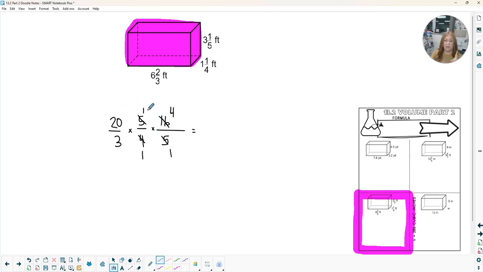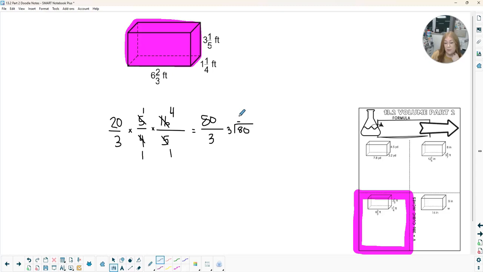So 20 times 1 is 20, and then 20 times 4, right? I can count by 20s: 20, 40, 60, 80 is my numerator. 3 times 1 is 3, times 1 is 3. So now we just have this improper fraction, so I just need to finish by doing 80 divided by 3.